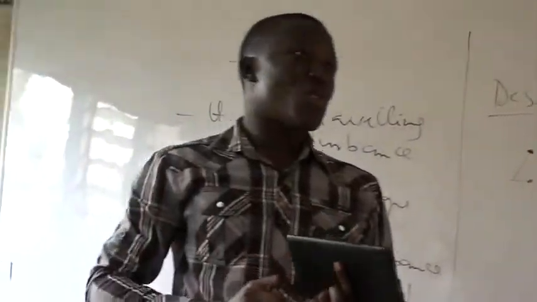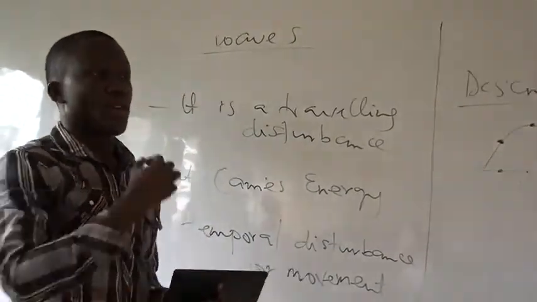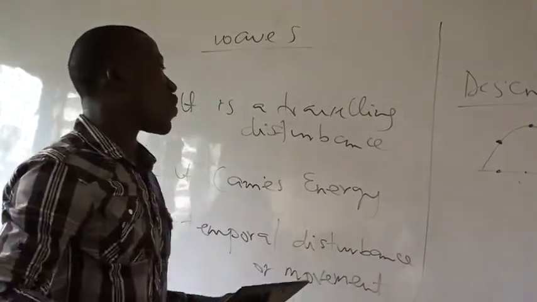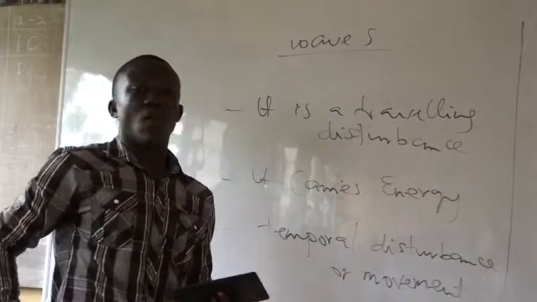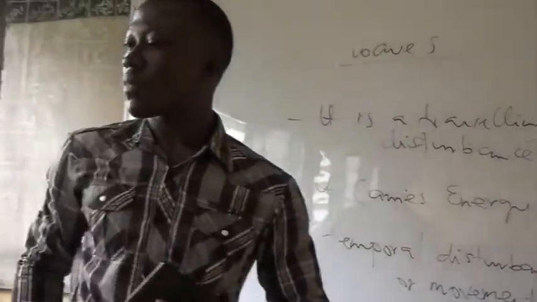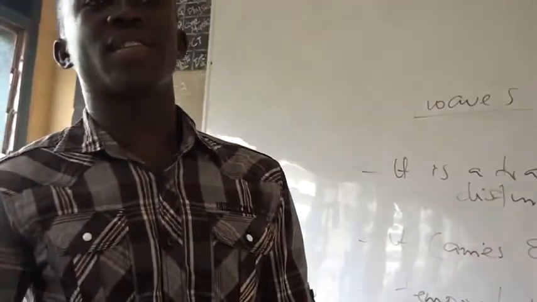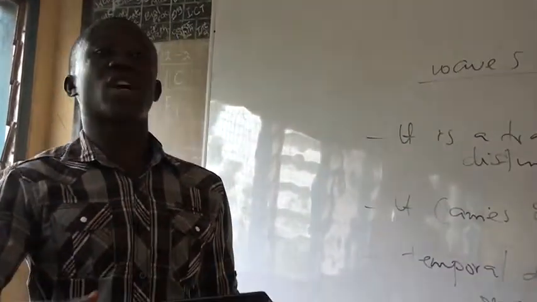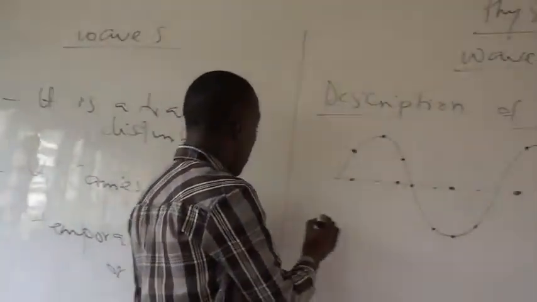Description of wave motion. And we'll do that with reference to our diagram here. Now, to describe any wave motion, there are some terms that we can use to do that. And let me list those terms down and we can talk about them.